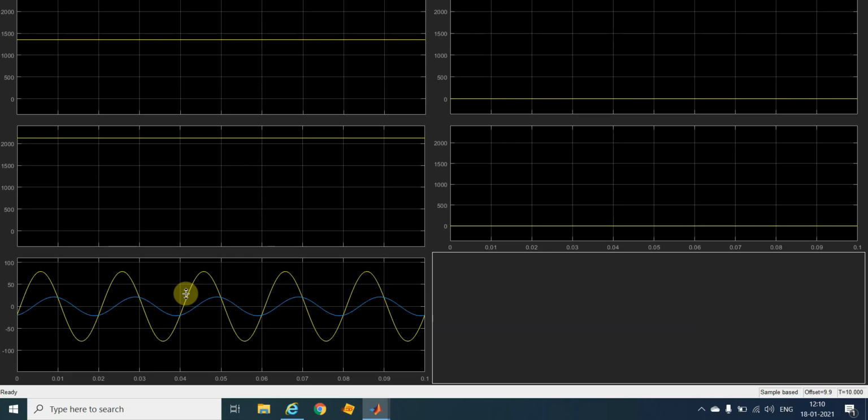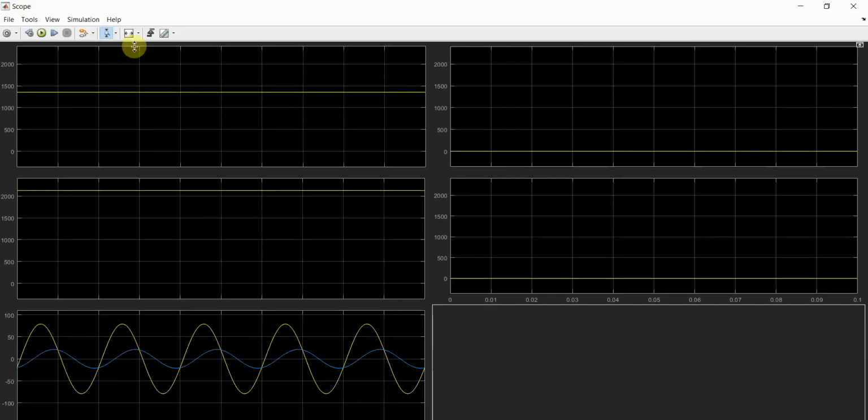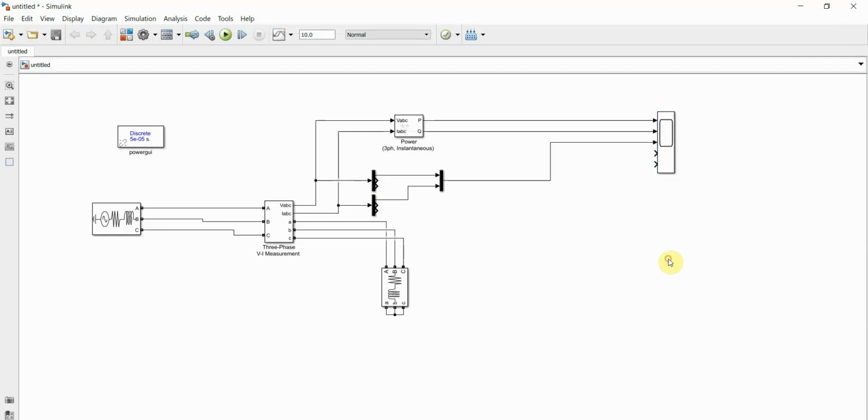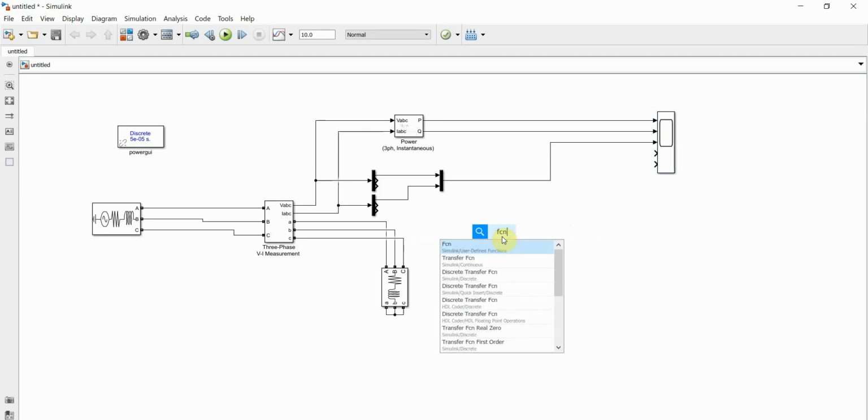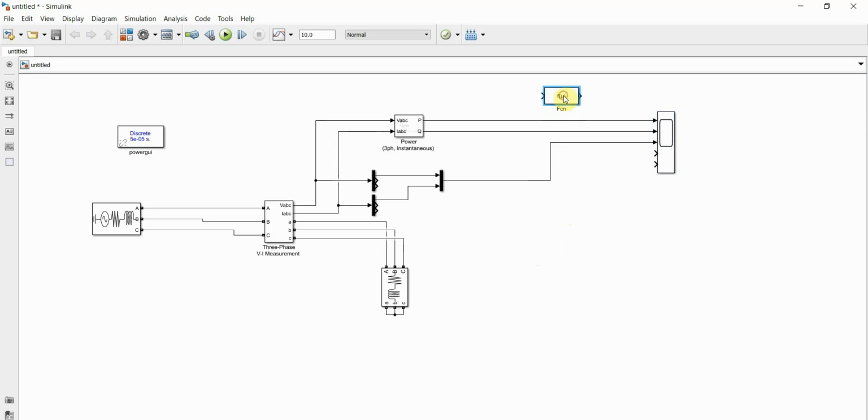So which block will we use to calculate that? For that we have to work, because the Simulink library does not have a block which will give a direct measurement of power factor and power factor angle. So for that we just need a function block. I will write FCN. So this is the function block, and we need a mux.